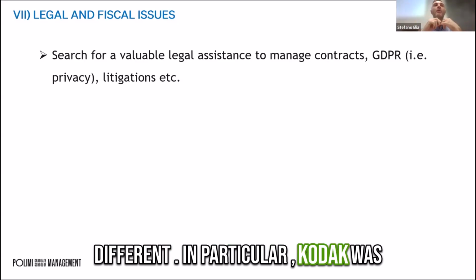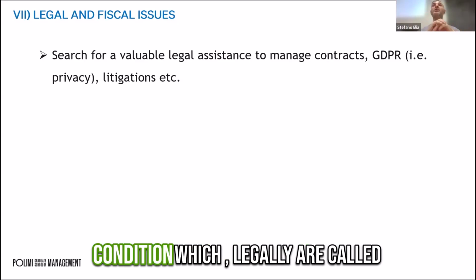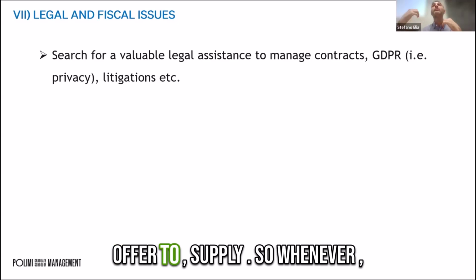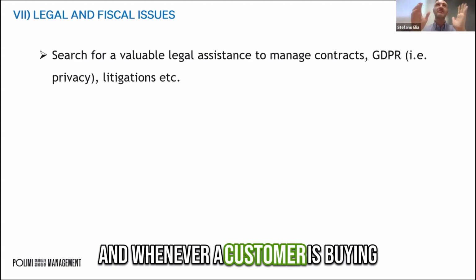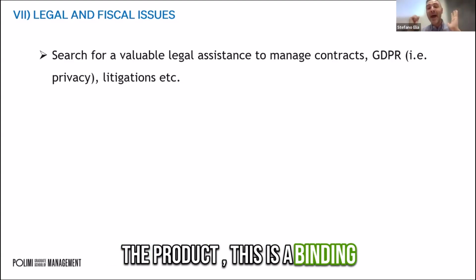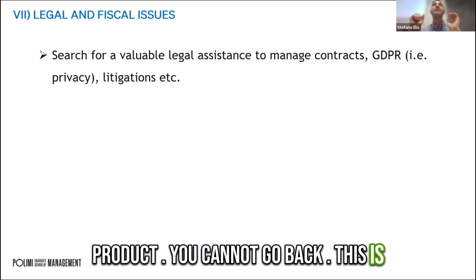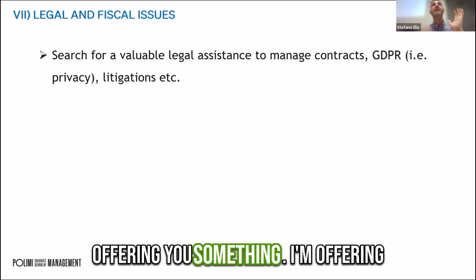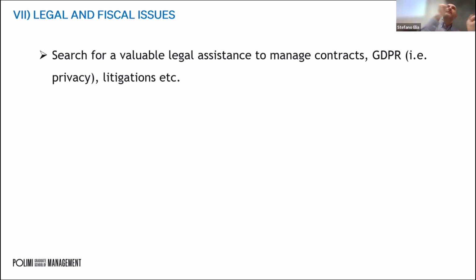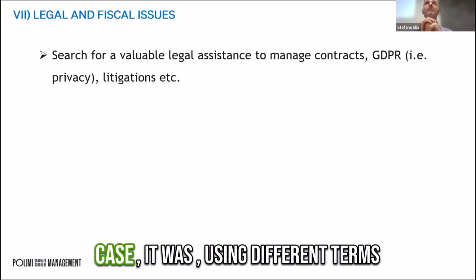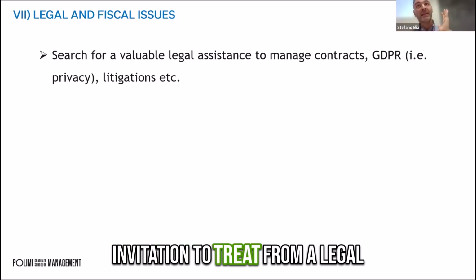In particular, Kodak was applying the old traditional sales terms and conditions, which legally are called an offer to supply. So whenever you are selling a product and a customer buys the product, this is a binding contract in which you need to sell the product. You cannot go back. I'm offering you a product, and if you buy it, it's done. While the other company, Amazon, in that case was using different terms and conditions, which are called an invitation to treat from a legal point of view.